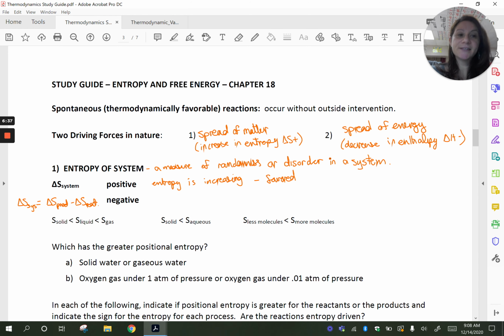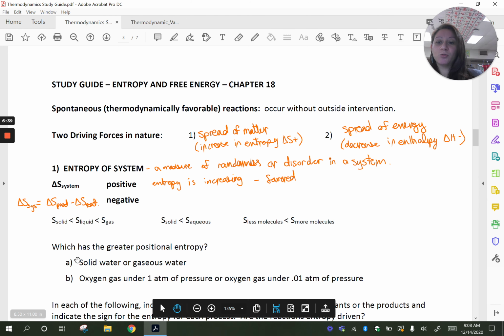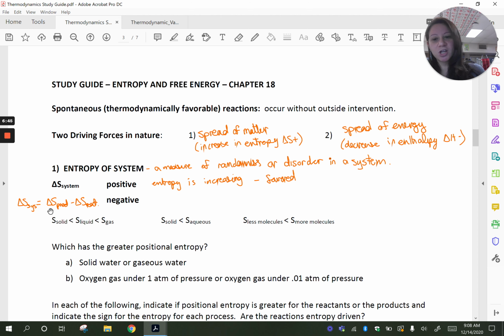If your delta S is negative, that means that your reactants have more entropy or more disorder than your products. Your products are more organized, which is not a good thing. That's not favored by nature. That means entropy is decreasing as I go from reactants to products, and that is not favored.